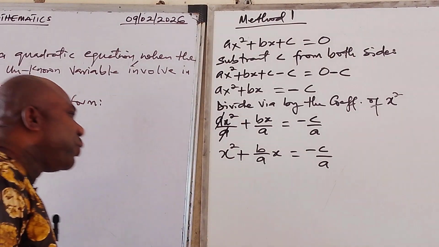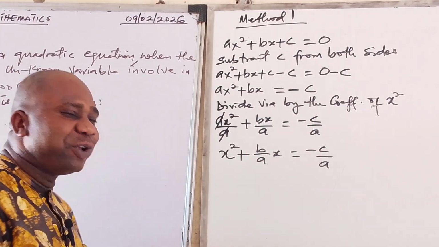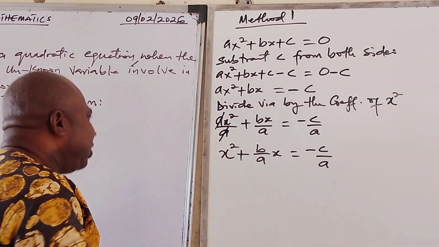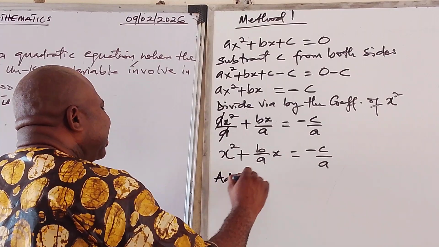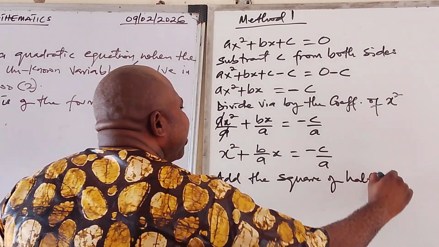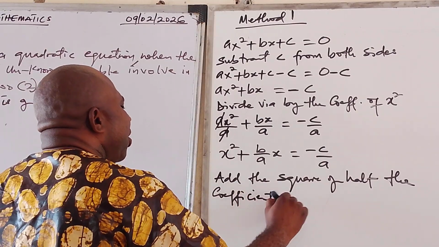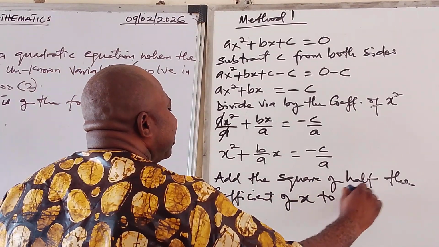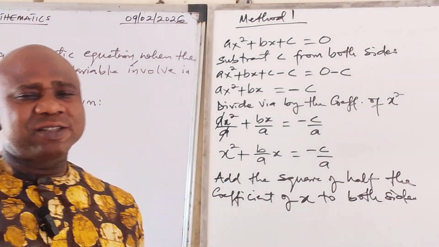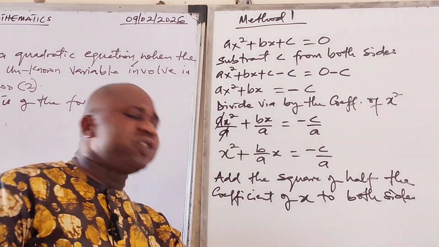Now step number 1, we have to subtract c from both sides. And step number 2, we are dividing all through by the coefficient of x squared, that is a. Now let's look at step number 3. Step number 3, we are to add the square of half the coefficient of x to both sides. If you don't want to use the word both sides, you could call it both left hand side and right hand side.